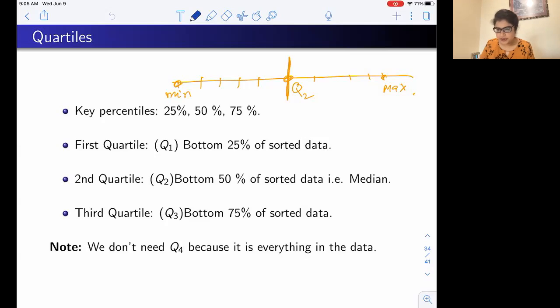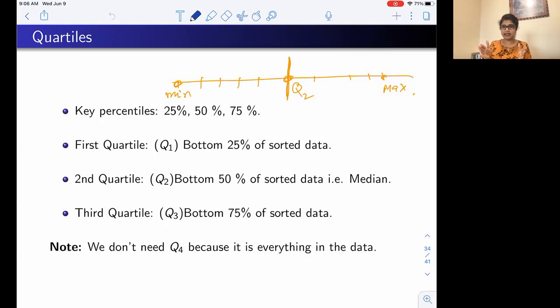The only topic left last time was quartiles. Quartiles are key percentiles. Quartile comes from quarter: if your data is spread out, how can you make quarters of your data, that is, how can you divide it into parts? So this is why quartiles are important.